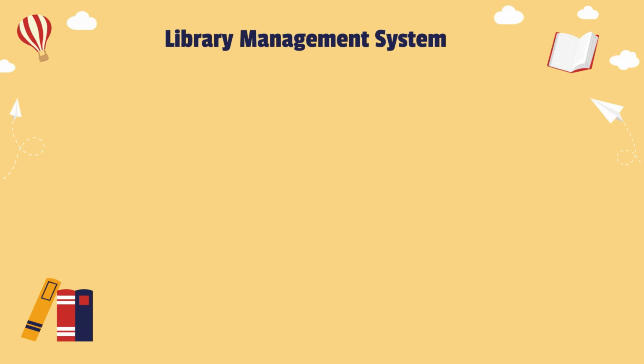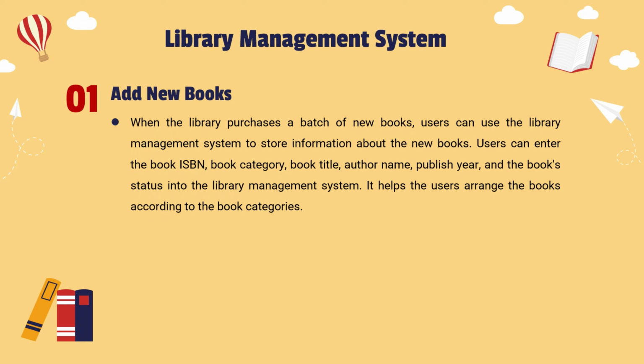Next, I would like to explain the function of a library management system. Library management system can add new books. When the library purchases a batch of new books, users can use the library management system to store information about the new books. Users can enter the book ISBN, book category, book title, author name, publisher, and the book status into the library management system. It helps the users arrange the books according to the book categories.